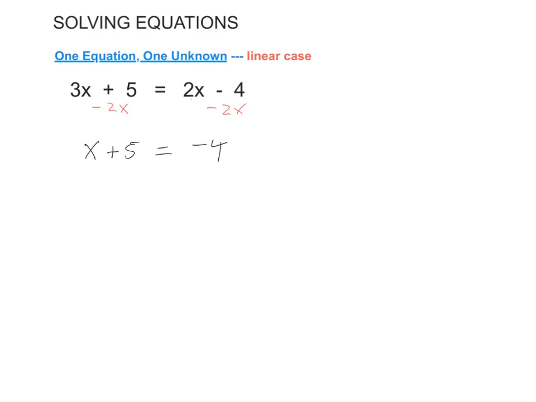Now, I'm allowed to do the same thing to both sides of the equation, so I'm going to subtract 5 from both sides of the equation. And when I do that, on the left-hand side, the 5 and the negative 5 will cancel, so I'll be just left with x. And on the right-hand side, I'll get negative 4 minus 5 is negative 9. So there I have my solution.